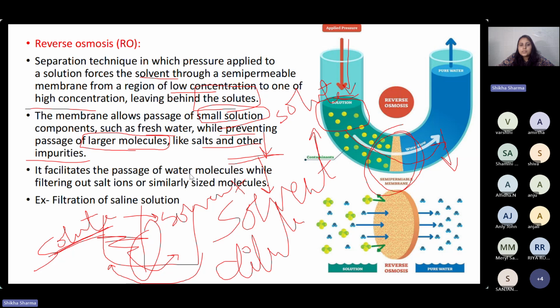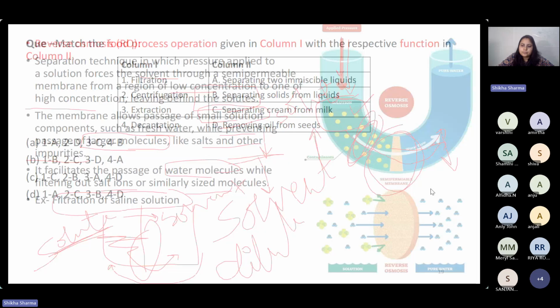So it facilitates the passage of water molecules while filtering out the salt ions or similar sized molecules. So that is used in the filtration of the saline water or the saline solution. This way we can get the clean water. So if we have a solution which has water plus salts, and we apply pressure in reverse osmosis, the water will flow here and all these salts will be retained here. This is the reverse osmosis process.